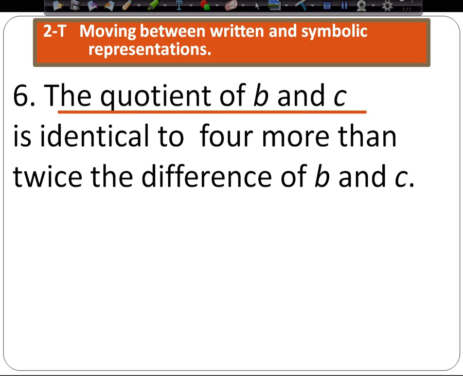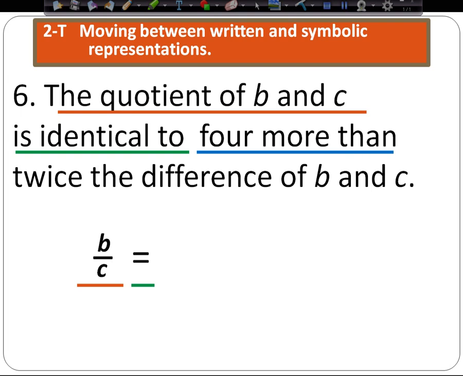First of all, it says the quotient of b and c. So quotient means to divide. So we're going to write this as b over c. And we want you to go ahead and write that as a fraction, because a fraction bar is just division. So we're going to say b over c. Is identical to is just another way of saying equals.